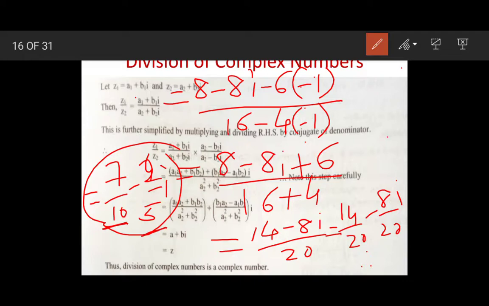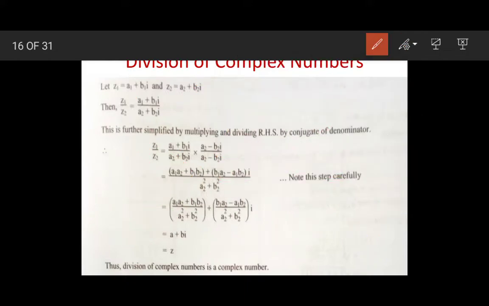So the conclusion is that the division of two complex numbers results in again a complex number only. That is the concluding part.